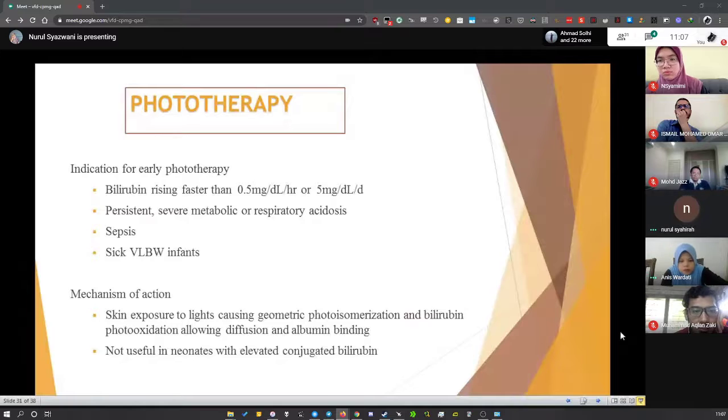This one is the explanation for phototherapy. So the indications for early phototherapy are a bilirubin level rising faster than 0.5 milligram, persistent or severe metabolic acidosis, sepsis, or a very low birth weight infant. The mechanism of action in phototherapy is skin exposure to light, which causes geometric photoisomerization and bilirubin photooxidation, which allow albumin binding and diffusion. But it is not useful in neonates with elevated conjugated bilirubin. Next.